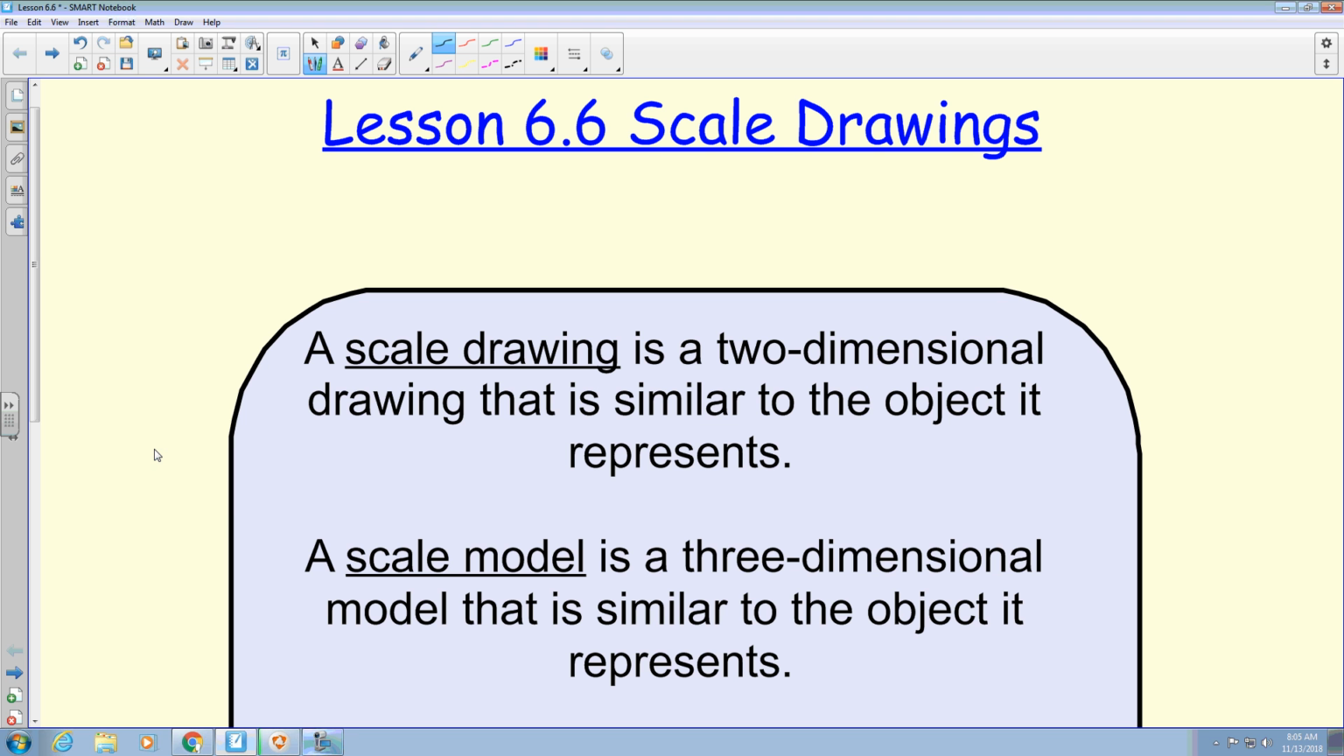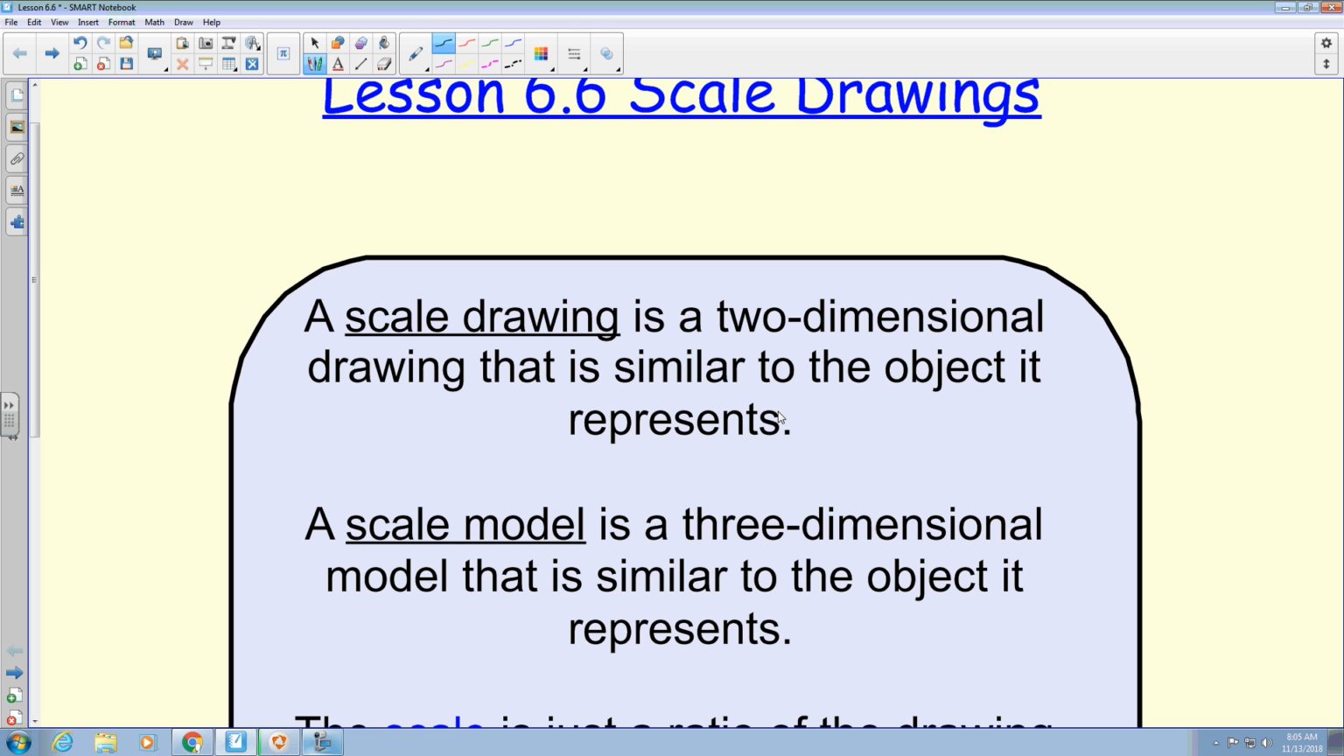All right, we are in section 6.6 where we're going to look at scale drawings and scale factor. If we look at the beginning of our slide, we have two definitions. One, a scale drawing, and the other, a scale model. A scale drawing is a two-dimensional drawing that is similar to the object it's representing, such as blueprints for a house, or large buildings such as schools, hospitals, stuff like that.